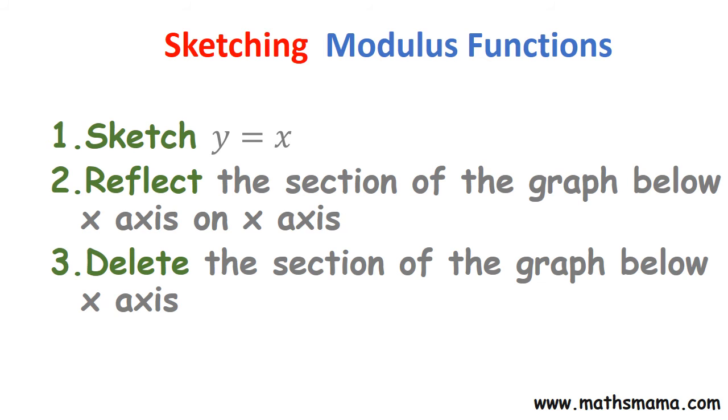These are the 3 steps in sketching a modulus function. In step 1 we have to sketch whatever the function is by simply ignoring the modulus, and then if there is a section of the graph which is below the x-axis, we have to reflect it on the x-axis, and in the last step we have to delete whatever section is below the x-axis. So don't worry, even if you feel this is complicated, I'll explain each of these steps one after the other using the example. So let's begin.